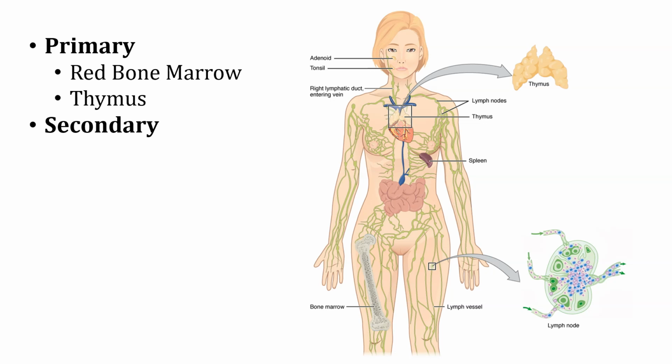Now, while the thymus is more well known for being a place where T cells go through their training, one might also find B cells in that organ as well. So just to clarify.